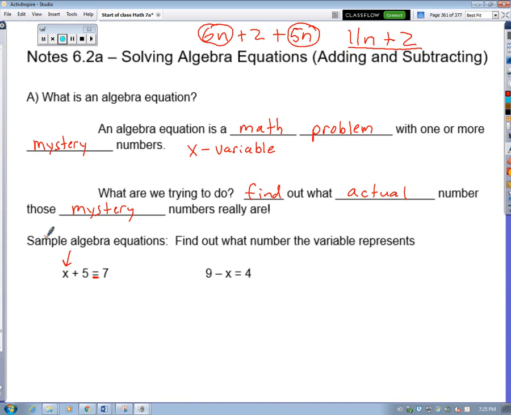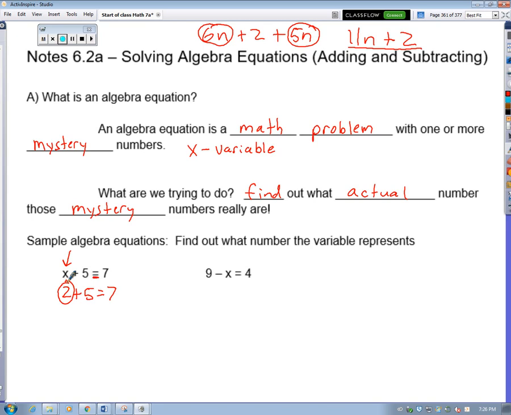When we're trying to solve these algebra equations, usually equations like this, these ones that are pretty simple, we can just ask ourselves what number added to 5 gives us 7. We can usually solve these mentally. We know that if we add 2 plus 5, that gives us 7. So this mystery number, this x, is actually a 2. We just solved that just by thinking about it.